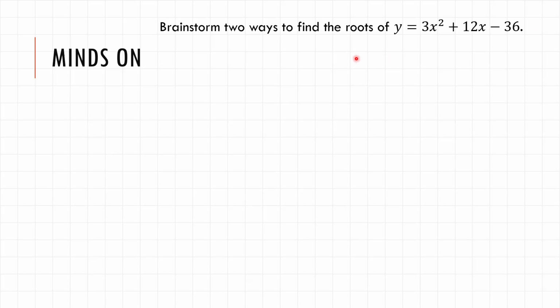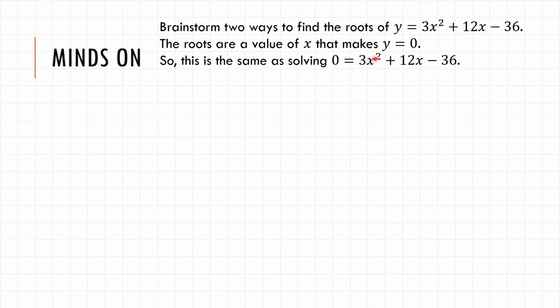Well, if you were unable to start, one thing that you should recognize is the roots are any value of x that makes the y value equal to 0. In other words, if we just change y to equal 0 in this equation, we're solving 3x squared plus 12x minus 36. When does that equal 0?